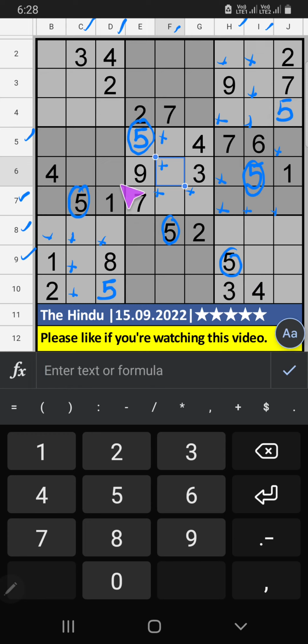Column D, 4th row, we have 5. So 5 can't come in these cells. 5 will come in one of the cells. We will confirm later. Column E, column F, we have 5. 4th row also we have 5. So 5 can't come in these cells. 5 will come in one of the cells. We will confirm later.